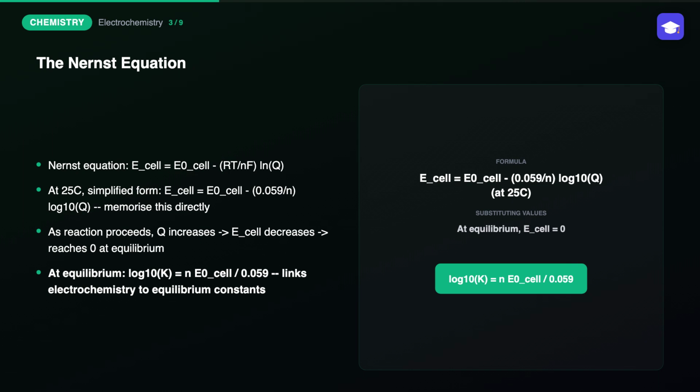log base 10 of the equilibrium constant K equals n E naught cell over 0.059, providing a direct, powerful, frequently tested bridge connecting electrochemistry data straight to chemical equilibrium calculations.